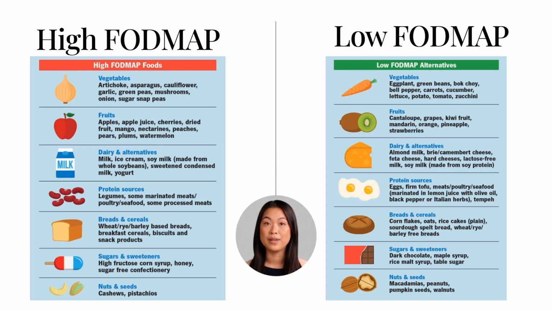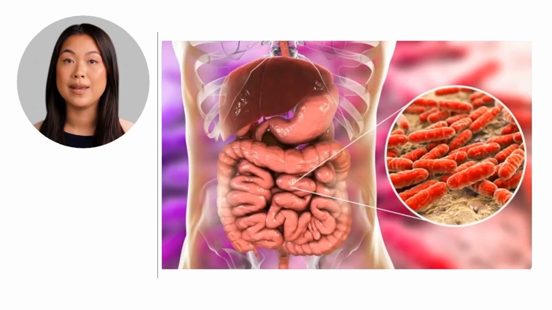The last category includes polyols. These are sugar alcohols, commonly used as artificial sweeteners. They are also found naturally in some fruits. You may ask, why are FODMAPs difficult to digest?